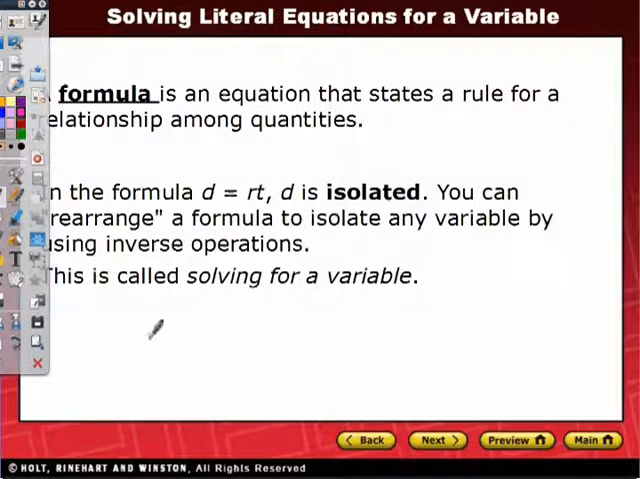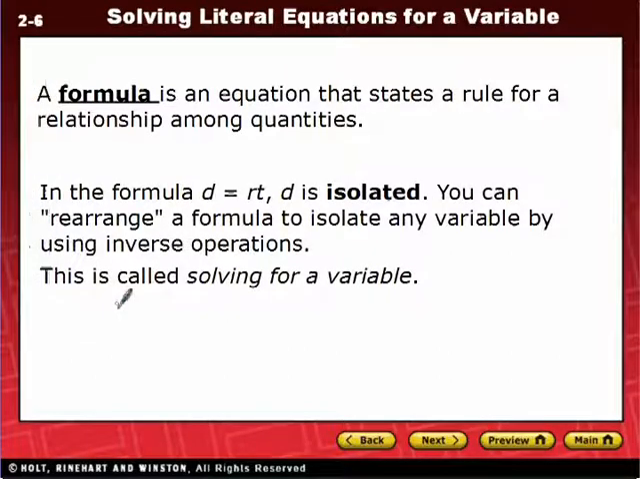Welcome to section 2-6, solving literal equations for a variable. I'm going to start with a few vocabulary words, pretty similar to what we often do.